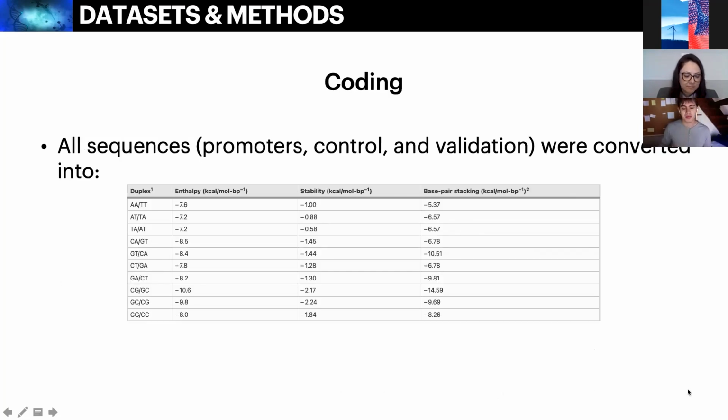We have here our features, the parameters that we have chosen to codify genetic information into. So we extracted these from the studies that have already performed these calculations. And according to each duplex, each set of 2 nucleotides, we should have a different value of enthalpy, stability, and base pair stacking, as this table is presenting to you. We have a database with more than 100 features, more than 100 structural and energetic parameters that we can use to convert genetic information into numbers.